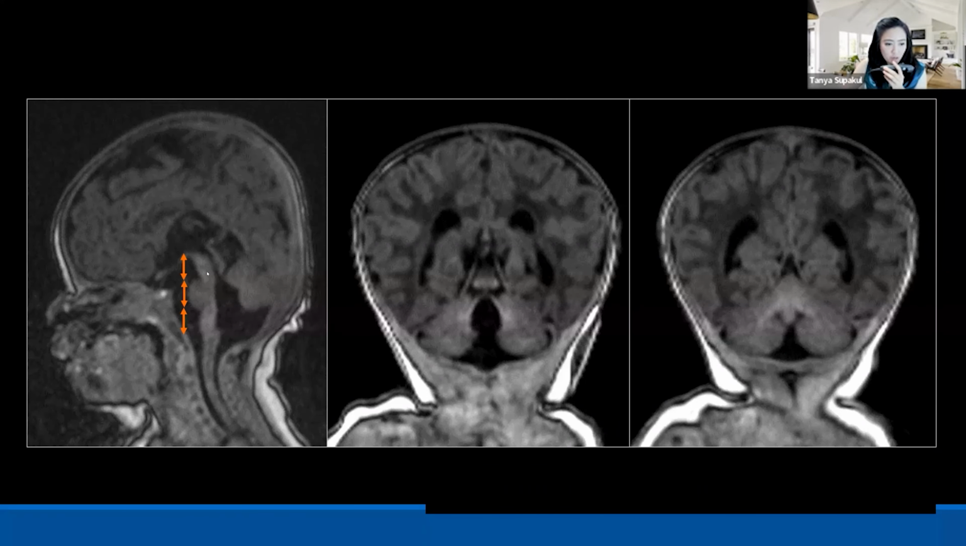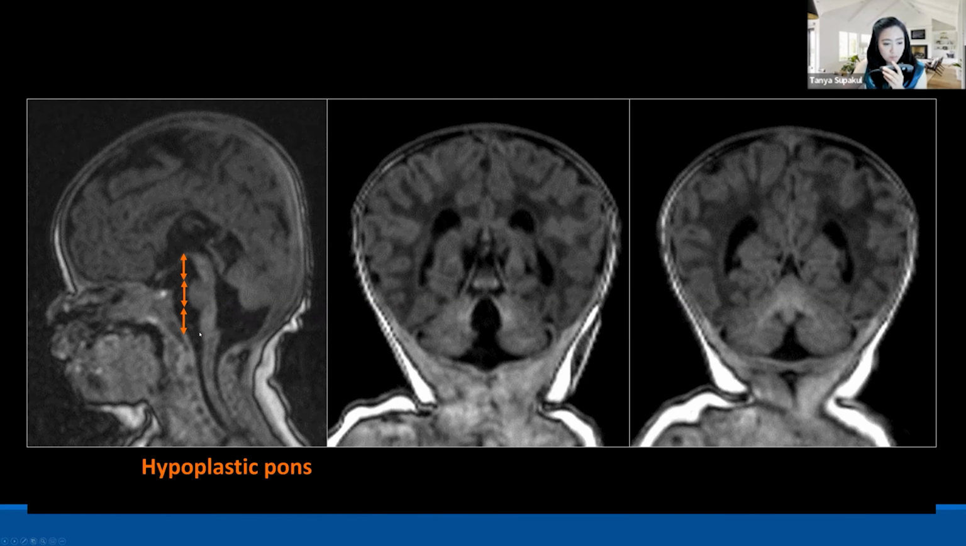So the first thing when you check the midbrain, pons and medulla, I told you earlier that the height of the midbrain, pons and medulla should be 1, 2, and 1. In this patient it is 1, 1, 1, which means there is something abnormal in the pons. It may be some hypoplasia of the pons, right?